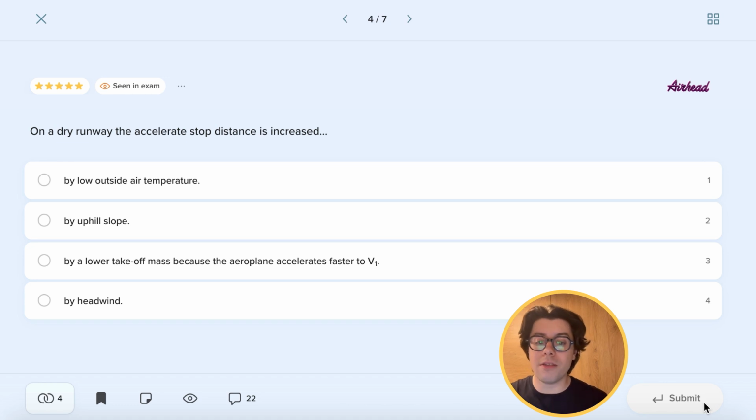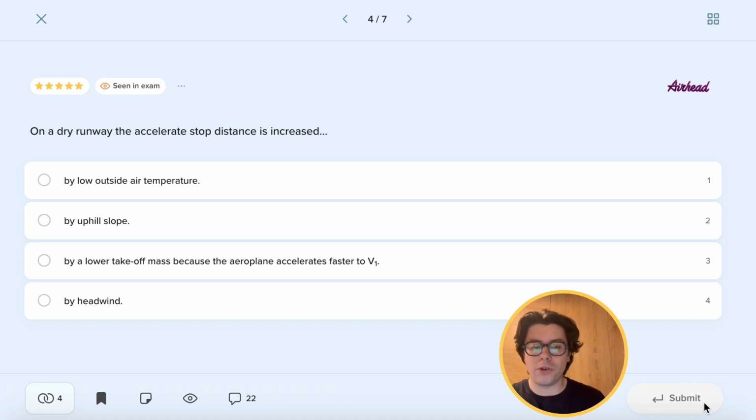So the accelerate stop distance available, of course, will not change. This is something that is assigned to a runway. This is something that's available for everyone, depending on if there is a stopway, if there is no stopway, etc. However, the accelerate stop distance required is something that we calculate with our performance calculations. This is something that will change from day to day, depending on the conditions and the state of the aircraft. And of course, there are many different implications.